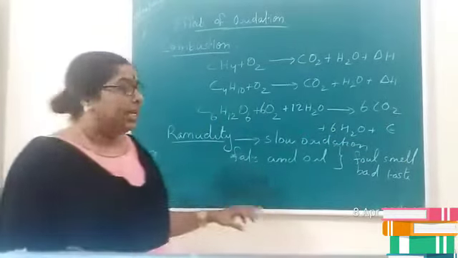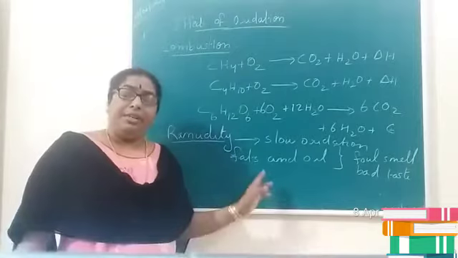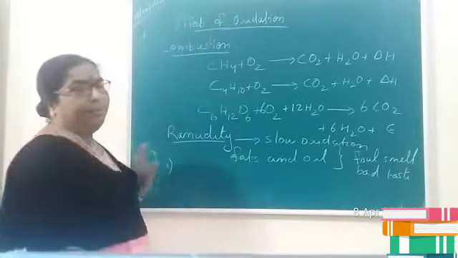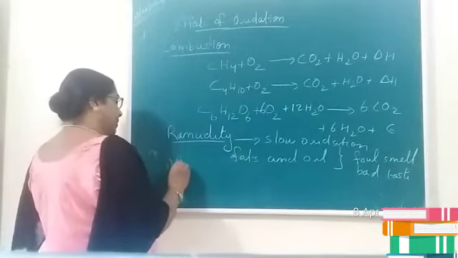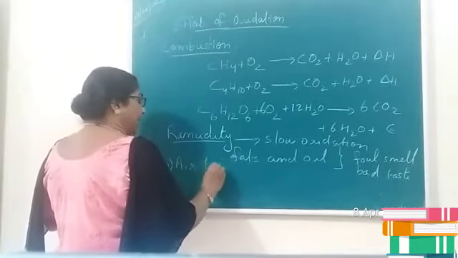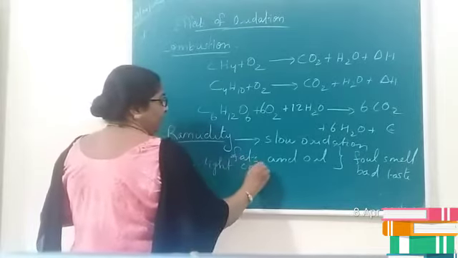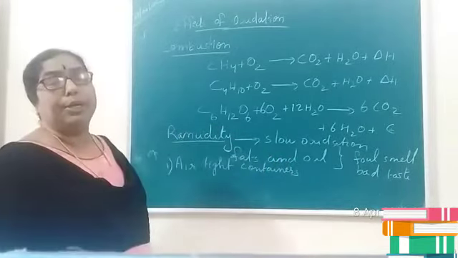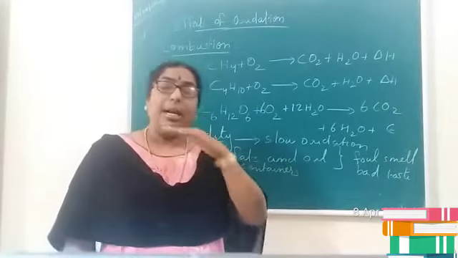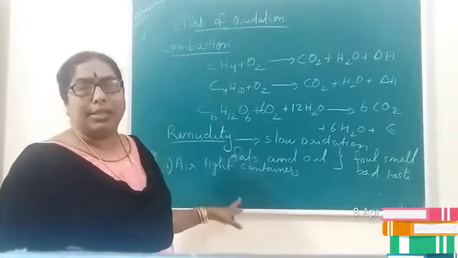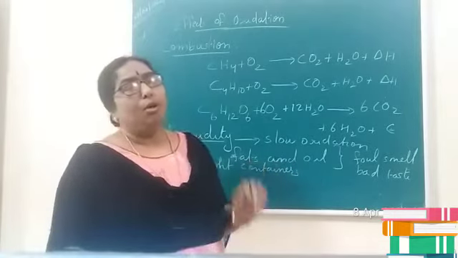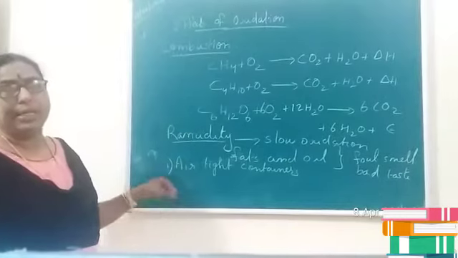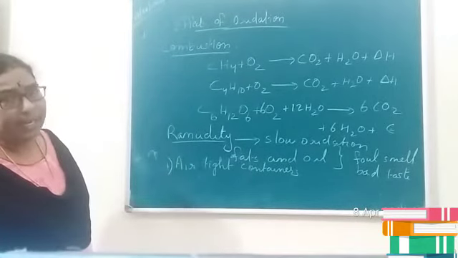Is it clear, children? So to avoid rancidity, we have to follow certain conditions. First thing is that you can keep the food items in airtight containers. When you are keeping it in airtight containers, you are not allowing the substance to come in contact with oxygen. We are breaking the contact of oxygen so that we are avoiding the process of oxidation. So first, in order to avoid rancidity, you can keep the food items in airtight containers.